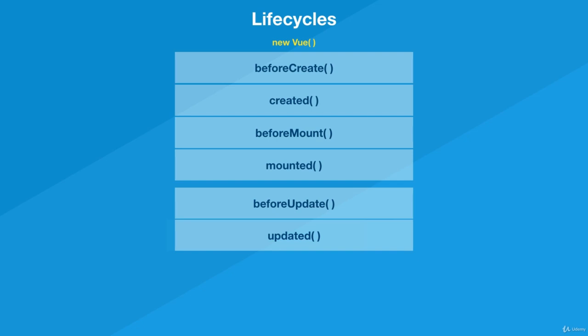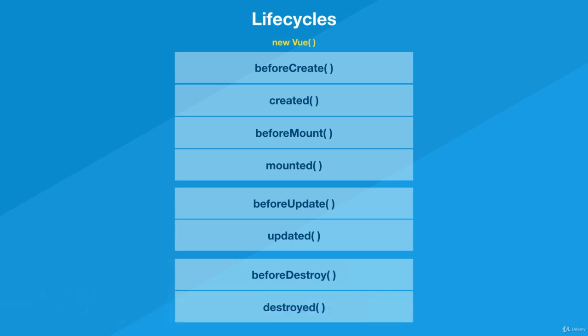And of course, you can destroy Vue instances. We're going to discuss this later. So whenever you destroy an instance, you get a before destroy, just letting you know that it's almost ready to destroy an instance. And once it gets destroyed, the last thing it's going to do is give you this life cycle, the destroyed one.